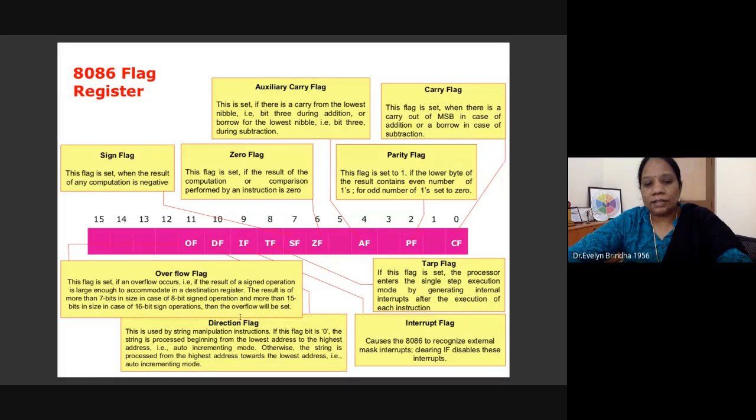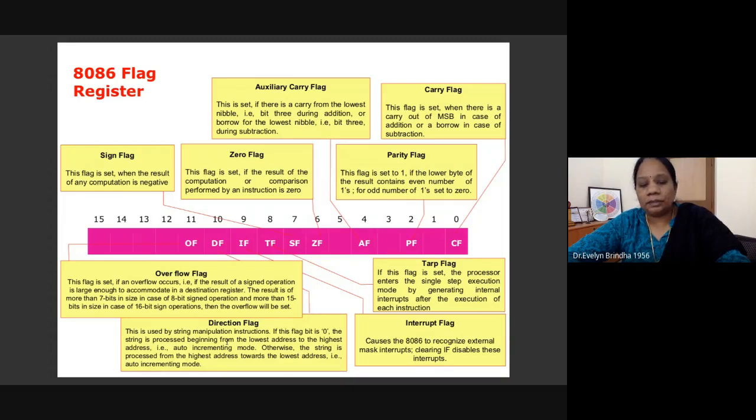So direction flag is mainly used when you work with string instructions. String. Okay, HAPPYBIRTHDAY. It's a string. Okay, so when you work with string instructions, this direction flag, if it is 0, that means the string has to be processed from the lowest to the highest. If it is 1, the string has to be processed from the highest to the lowest.